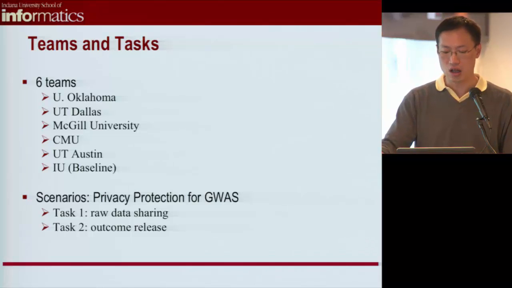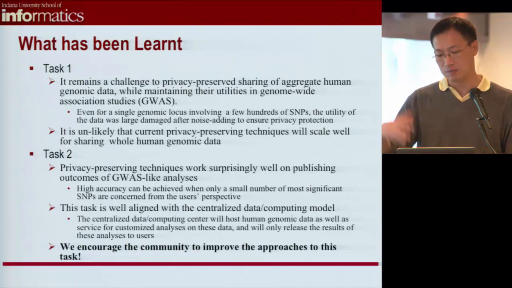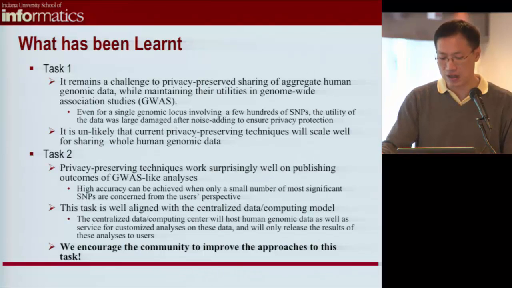The first is we're looking at the possibility of sharing the raw data. The second is we're looking at the possibility of letting the center compute the result and share the outcome of computation. And the result, as Xiaofeng has explained, looks like the first approach, sharing raw data, is very difficult. Even for a small set of data, in the end, what we found is that in order to protect privacy, oftentimes you have to anonymize the raw data to the extent that it completely loses utility.